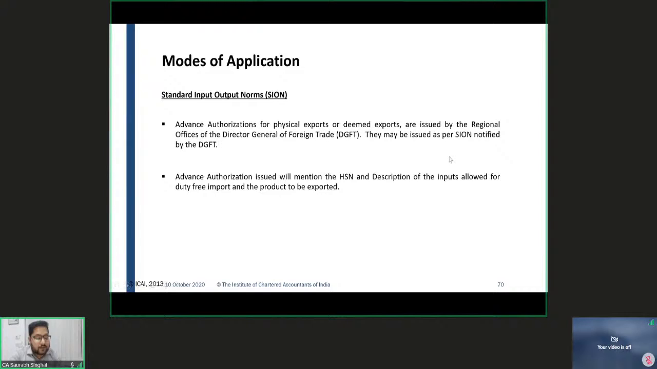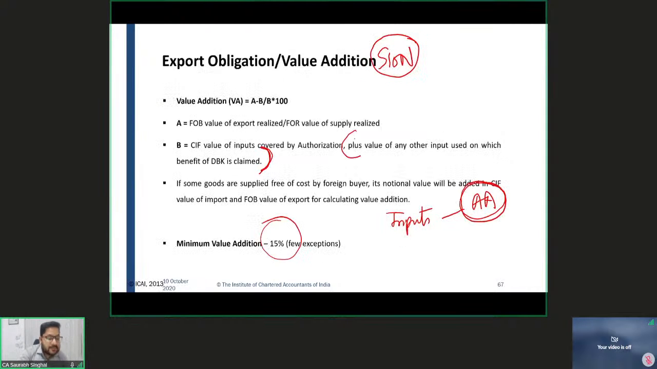So the law provides that though drawback and advance authorization are mutually exclusive, since advance authorization is only eligible for certain inputs which are mentioned in the SION, and there may be some other inputs also, the person who is importing goods under advance authorization can apply for a drawback rate in respect of inputs which are not eligible for advance authorization, which are not given in SION norms. Did you understand? So if you are exporting X for which you need Y, Z, W, and S, and these three are mentioned in SION, but this is not mentioned, you will not be able to import S duty-free. So for S, you can claim a duty drawback.